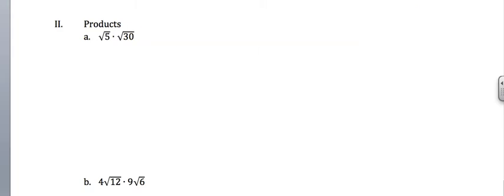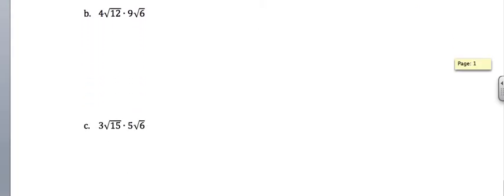Okay, this next one, again, is a little bit different. I could simplify the square root of 12 ahead of time, or I don't have to simplify the square root of 12 ahead of time. It's really kind of up to me as to how that would work. But I'm going to do this the standard way. So I multiply 4 and 9 to get 36, and I multiply 12 and 6 to get 72.